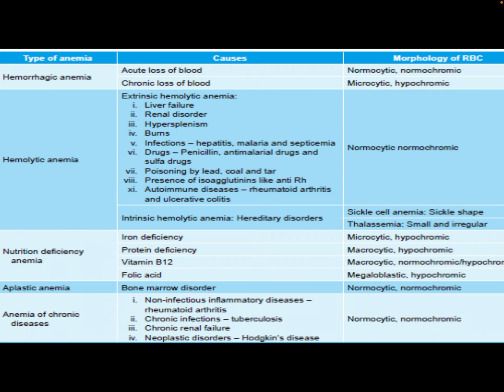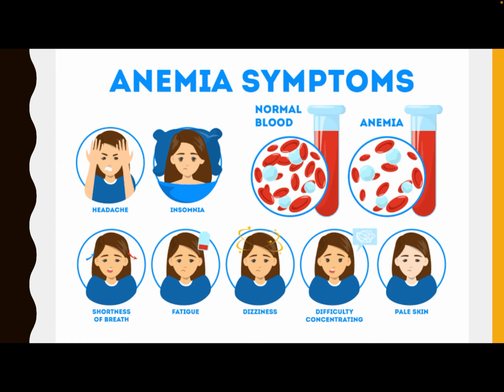And for nutritional deficiency anemia, the causes are iron deficiency, protein deficiency, vitamin B12 deficiency, and folic acid deficiency. And aplastic anemia is due to bone marrow disorders. Anemia due to chronic disorders is caused by non-infectious inflammatory diseases like rheumatoid arthritis, chronic infections like tuberculosis, chronic renal failure, and neoplastic disorders such as Hodgkin's disease.